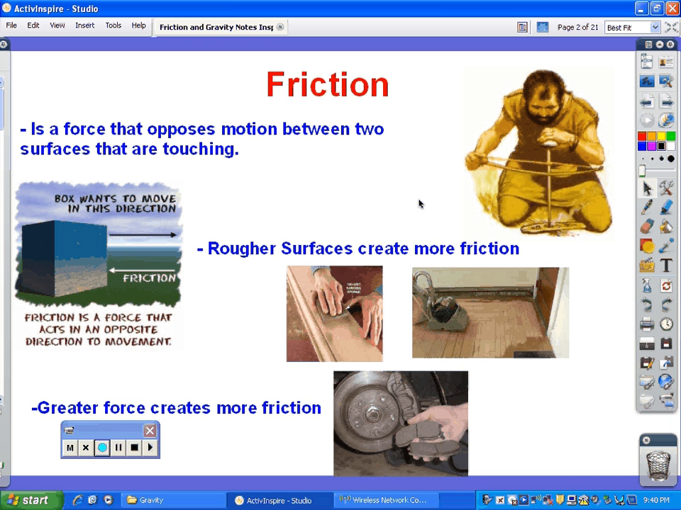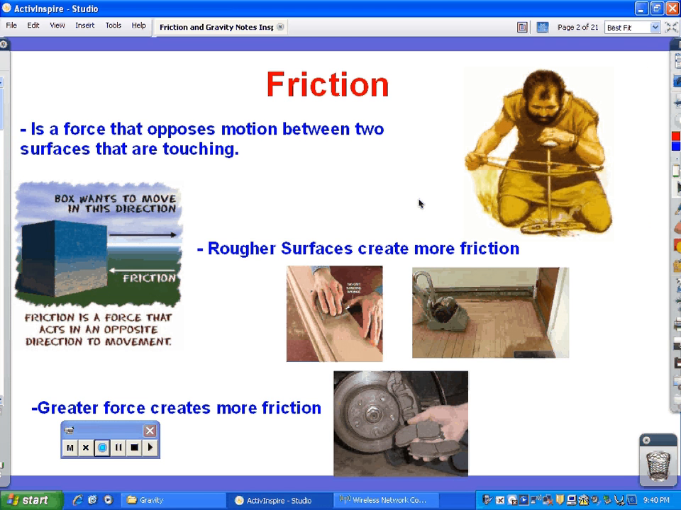Alright, friction. Force that opposes motion. If it's going against motion or if it's doing any kind of oppositional work towards two surfaces, then it is classified as friction. Rougher surfaces create more friction. An example here is the sandpaper.